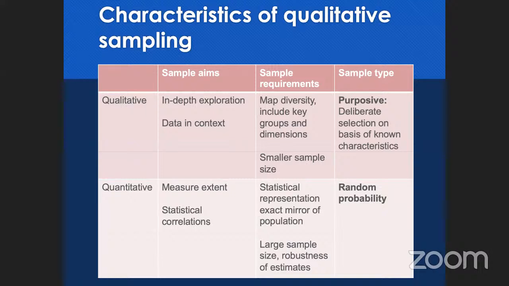And in quantitative studies, these can include a statistical representation, an exact mirror of the population, with a larger sample size and estimations. So in the first one, the sample type is purposive, a deliberate selection on the basis of known characteristics, while in the second, the quantitative, there is random probability sampling to ensure appropriate representation.